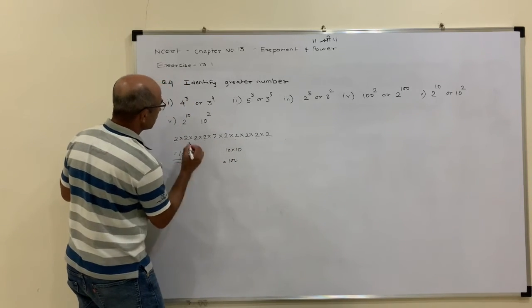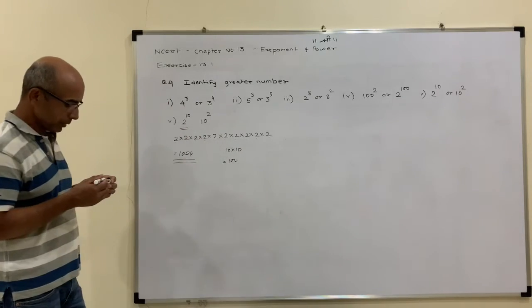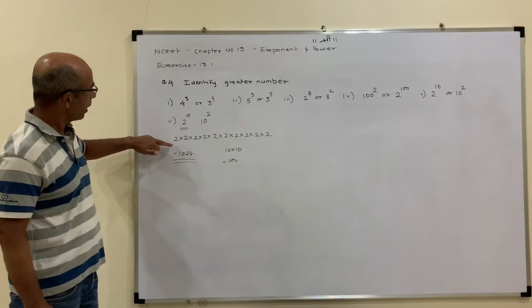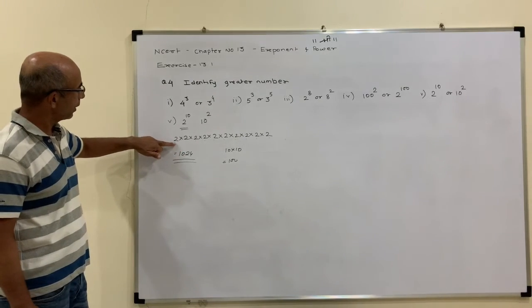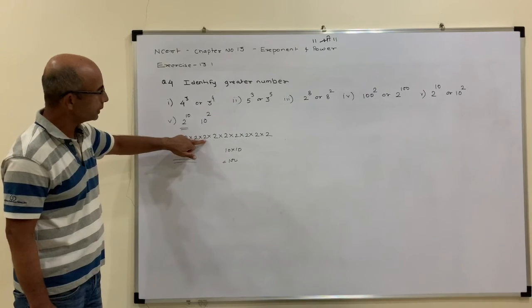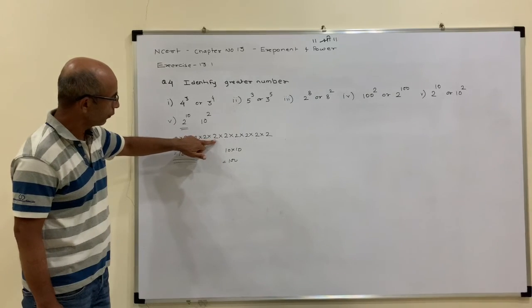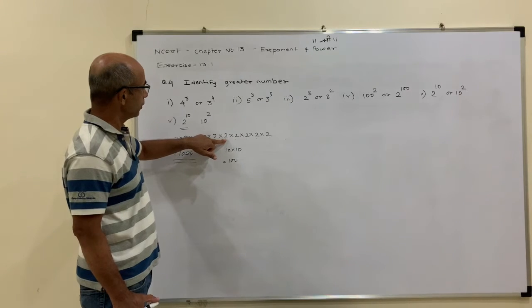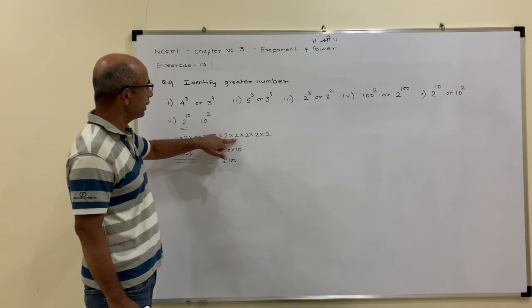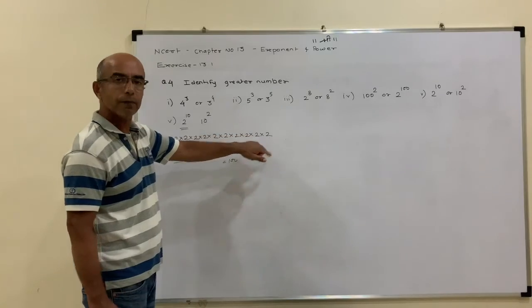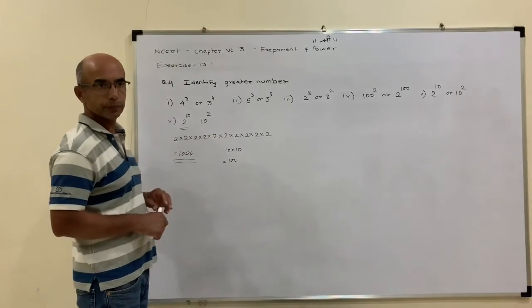So here definitely 2 raised to 10 is a larger number. If you have a little confusion here, you can manually do the same. How am I doing it? I am multiplying: 2 2s are 4, 4 2s are 8, 8 2s are 16, 16 2s are 32, 32 2s are 64, 64 2s are 128, 128 2s are 256, and that way 512 and then 1024.